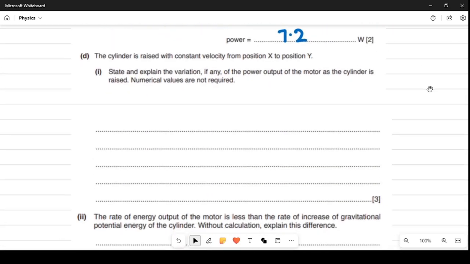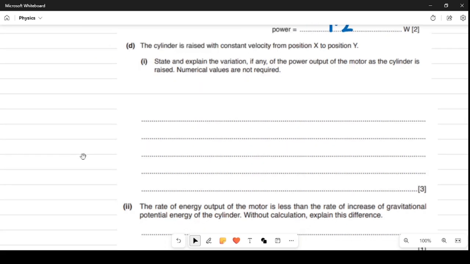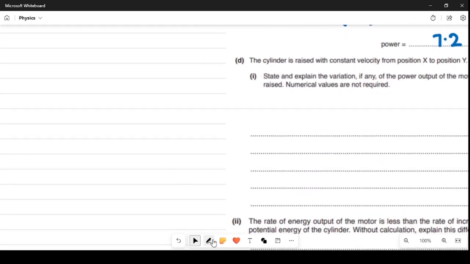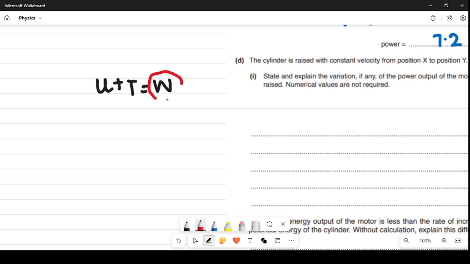The cylinder is raised with constant velocity from position X to position Y. State and explain the variation, if any, of the power output of the motor as the cylinder is raised. Numerical values are not required. So the important thing that you have to understand for this part is that upthrust plus tension is equal to weight. You cannot basically change the weight. The weight of the cylinder is a constant. You cannot change that.